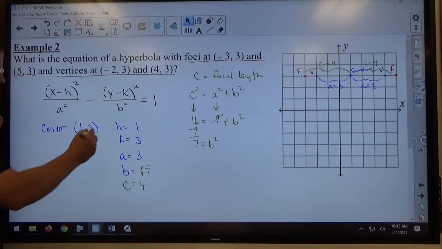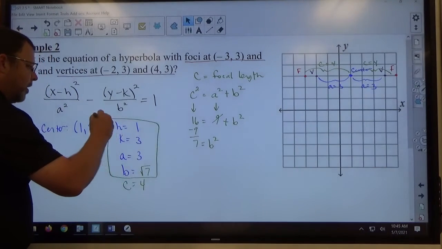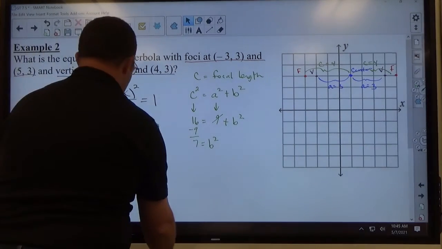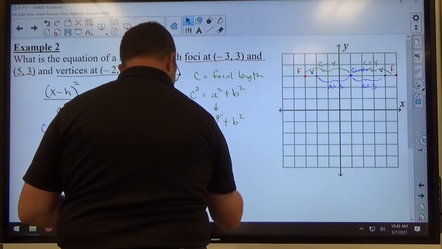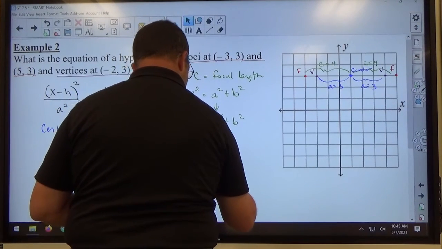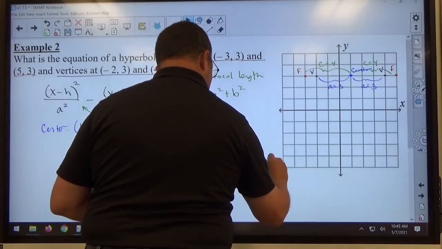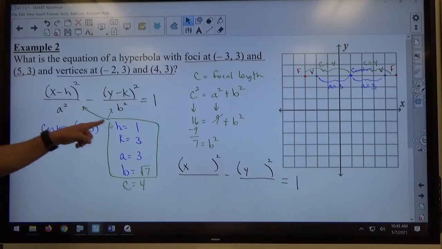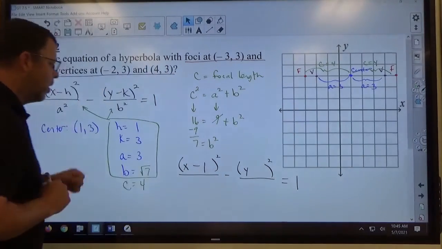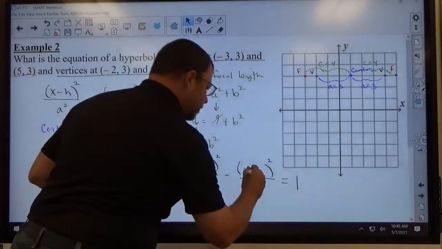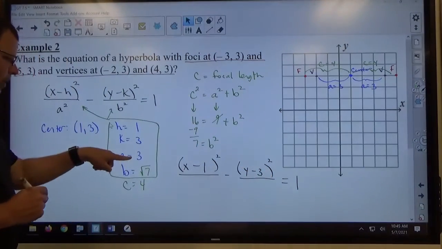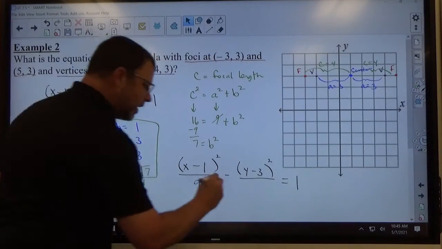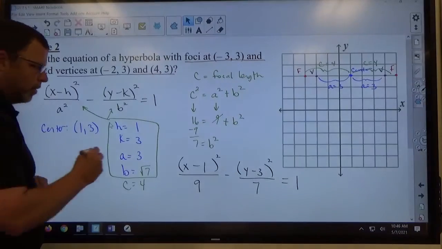So once I know all this information, now I'm ready to substitute everything in to write the answer. My correct answer on this problem is going to be parentheses with an x squared over something minus parentheses with a y squared over something equals 1. x minus h is 1, so x minus 1. y minus k is 3, so y minus 3. a squared, 3 squared is 9, that goes under x. The square root of 7 squared is 7, that goes under y. And there's your answer.